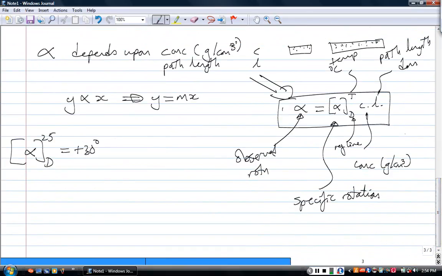And obviously, if I know the alpha value, and I know my concentration, and I know the path length, then I can write the alpha T D. So the alpha T D would be equal to the observed rotation over the concentration times the path length. So I could determine this for my compound.